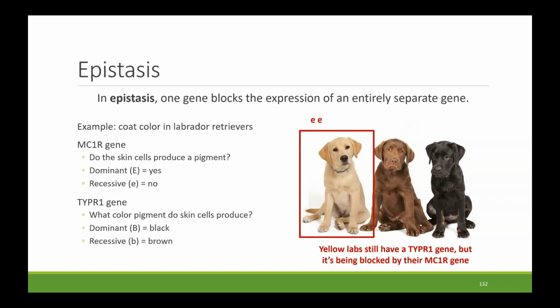Their genotype could be any of the 3 possible genotypes for pigment color. It could be capital B capital B, capital B lowercase b, or lowercase b lowercase b. And you would never know unless you spent thousands of dollars to get your dog's DNA sequenced to find out, because the 2 little e's are masking the expression of the other gene.